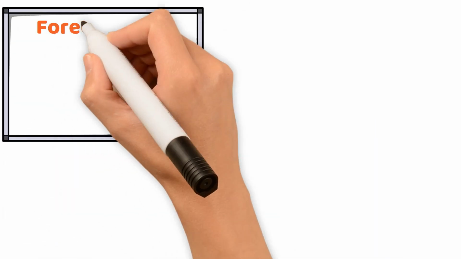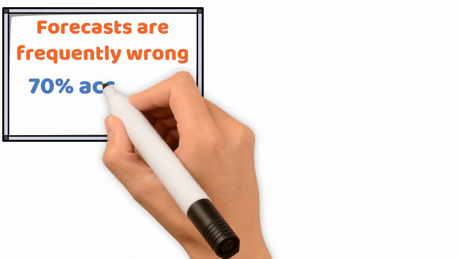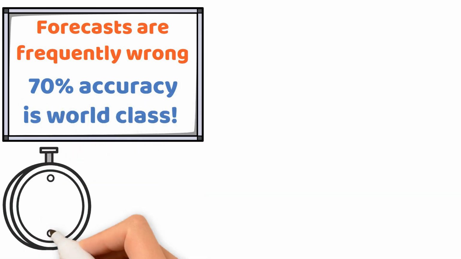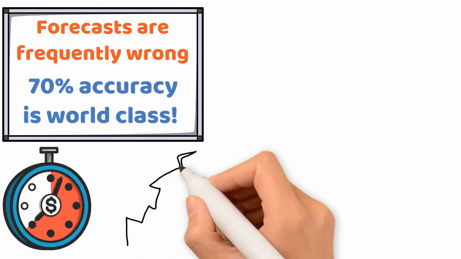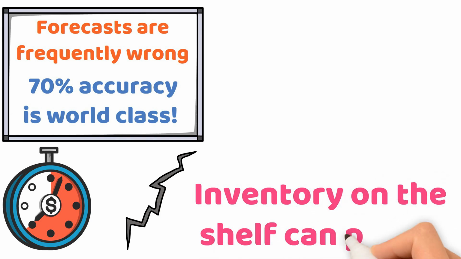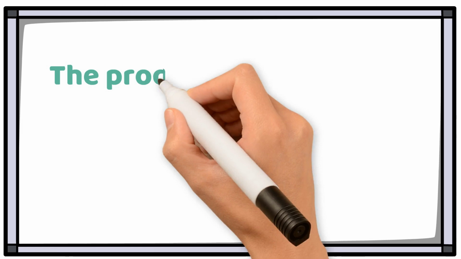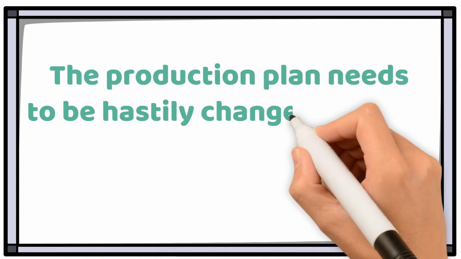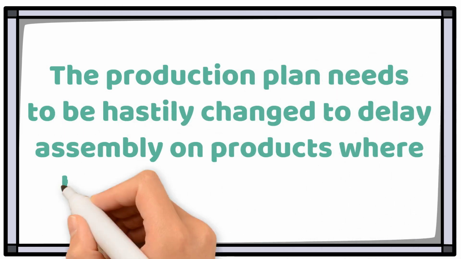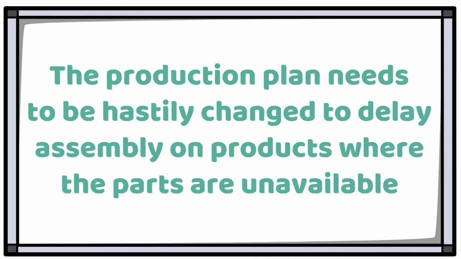The problem is that forecasts are frequently wrong. 70% accuracy is world-class. Lead times are just estimates, and there can be disruptions. Inventory on the shelf can perish or be misplaced or damaged. All these occurrences mean that the production plan needs to be hastily changed to delay assembly on products where the parts are unavailable, for instance. However, doing this accelerates the need for other parts. So this is the dynamic.